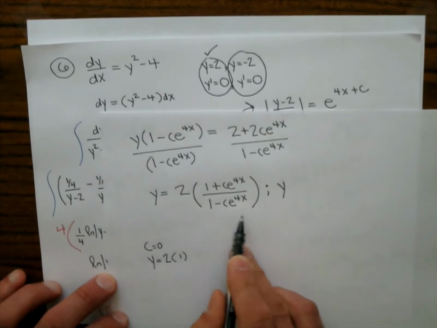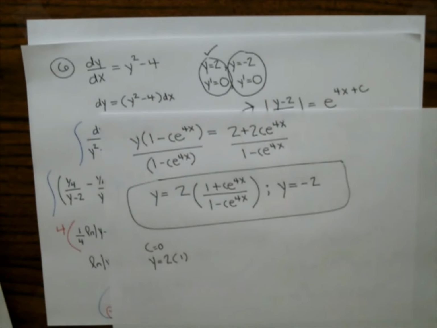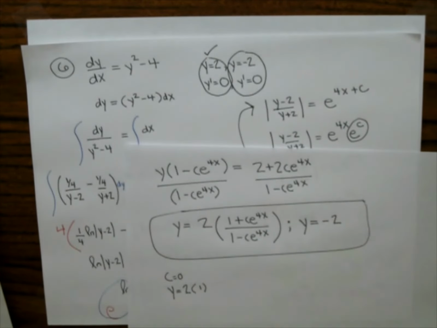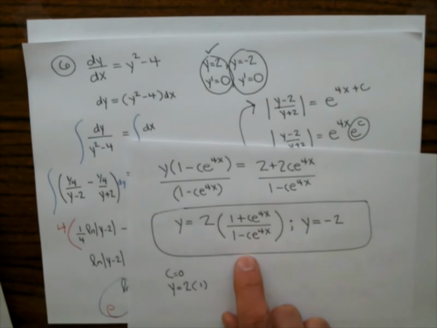Let's go ahead and look at problem number 7. So problem number 6 was, it looked like this: this differential equation gives this slope field here. Now I'll give you a few of these family members. There's infinitely many. Here are a few of the family members, and they follow the slopes.